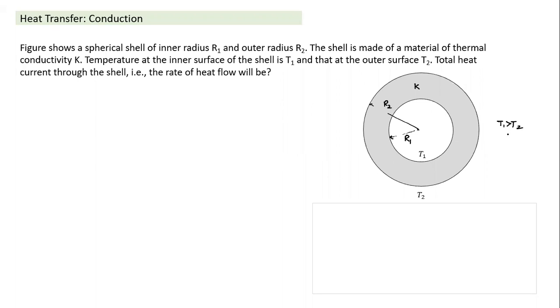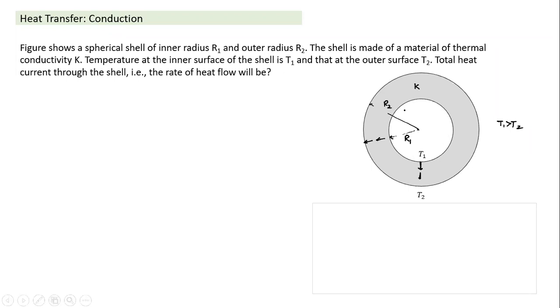The direction is not so relevant, but we can always assume that heat will flow out in the radial direction. This is how the heat flow will take place. Everywhere heat will flow out in the radial direction. It will flow from the higher temperature surface to the lower temperature along the shortest path, and that will be the radial direction.